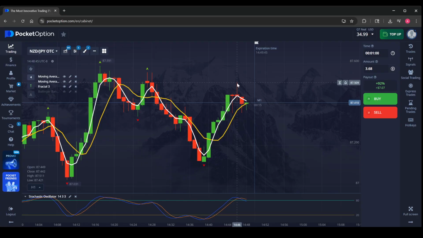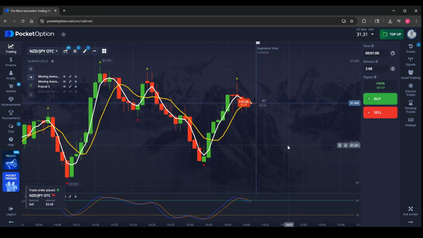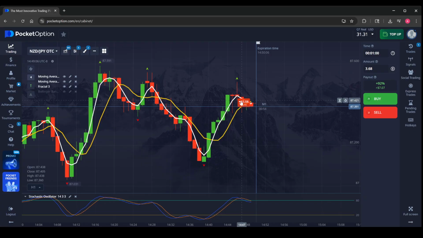This wick means it's a rejection. So this is the wick, this is the body of the candle, and this whole thing is called a candle, right? That's what they're called. And so this means that the candle actually went up here and got rejected. So sellers came in and pushed it down. And so I'm going to enter this because I think there's a lot of downward momentum.